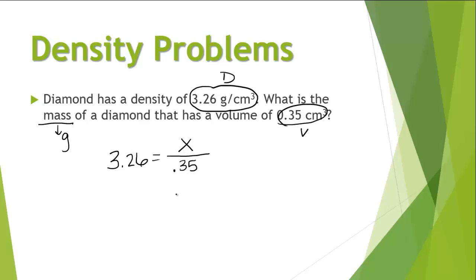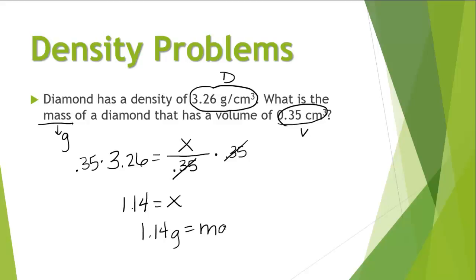To solve for x, we multiply both sides by 0.35. This will cancel here. Multiply this side by 0.35. So our answer becomes 1.14 equals x. So my unit in this case, 1.14 grams, would equal my mass.